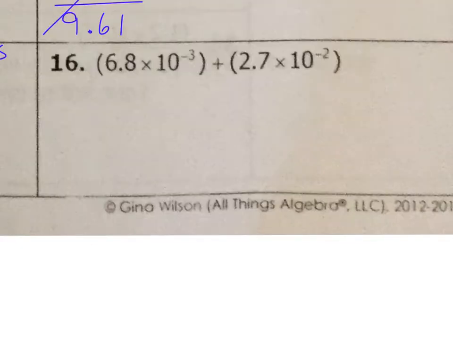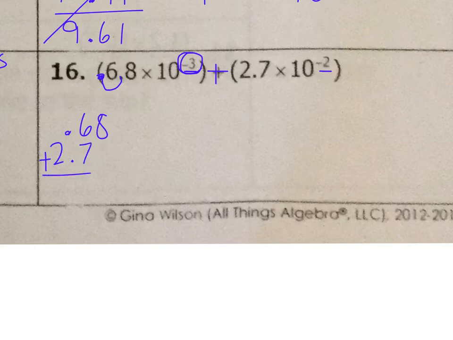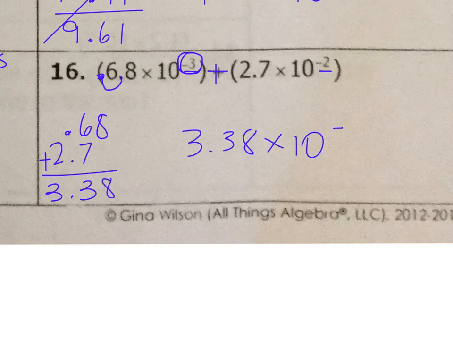All right, this is the last one on this page. We're going to be adding, and we've got a -3 and a -2. Well, this is the smaller number. I need it to go one space to the -2, so I go left 1. Now I have 0.68 plus 2.7. You always line those decimal points up when you add or subtract. So I get 3.38 times 10. We made them both -2's up here. So 10 to the -2.